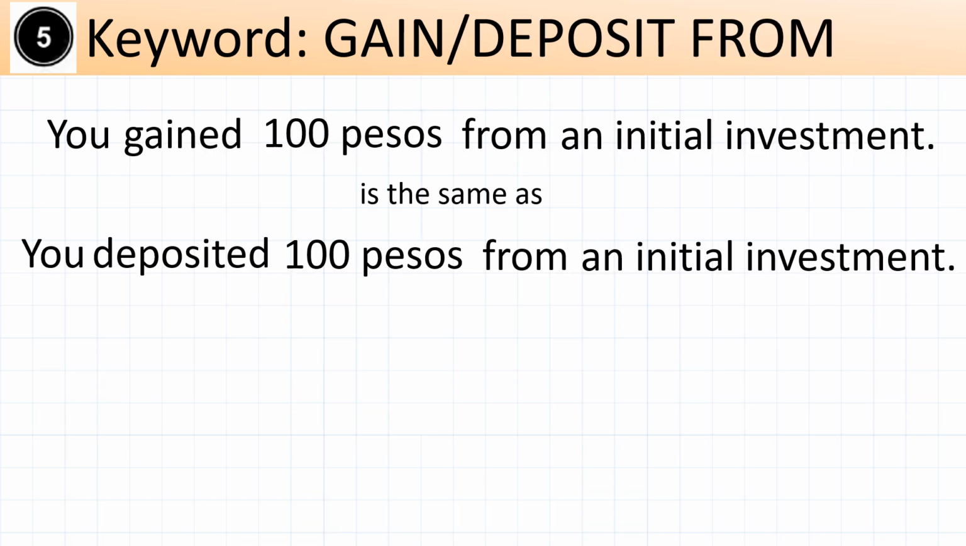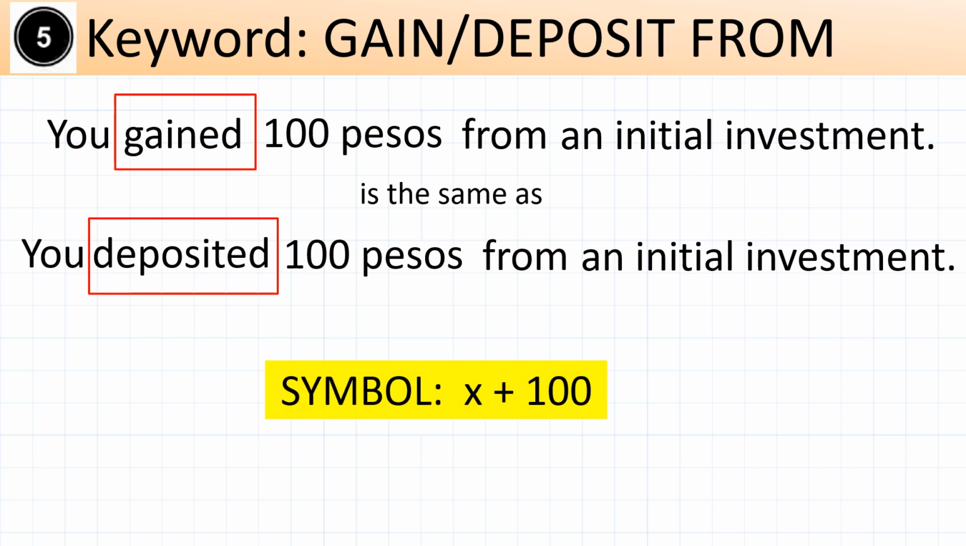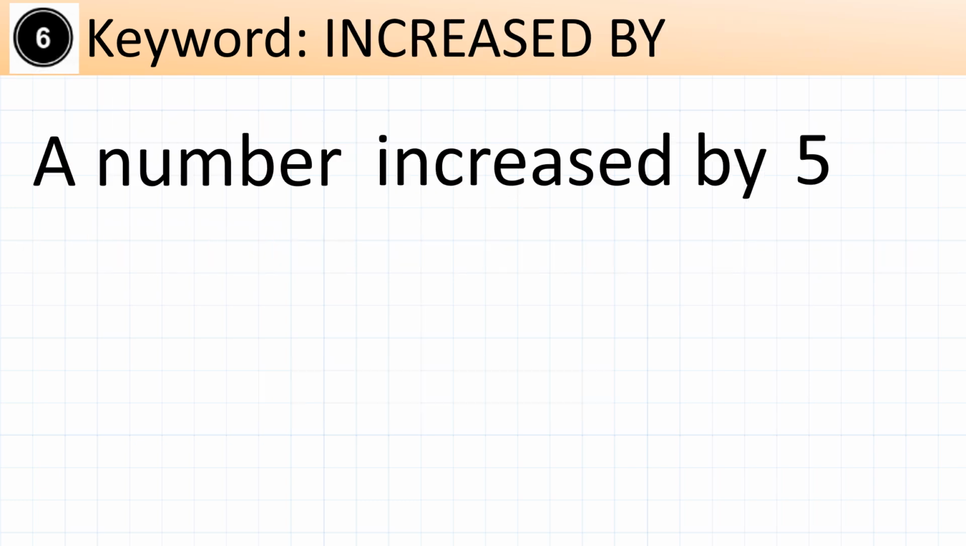Note that the keyword gained from is the same as deposit from. In our previous example, you gained 100 pesos from an initial investment. You can change the word gained to that of the word deposited because they are just the same. So when you translate this statement, that will be x plus 100 in symbols.